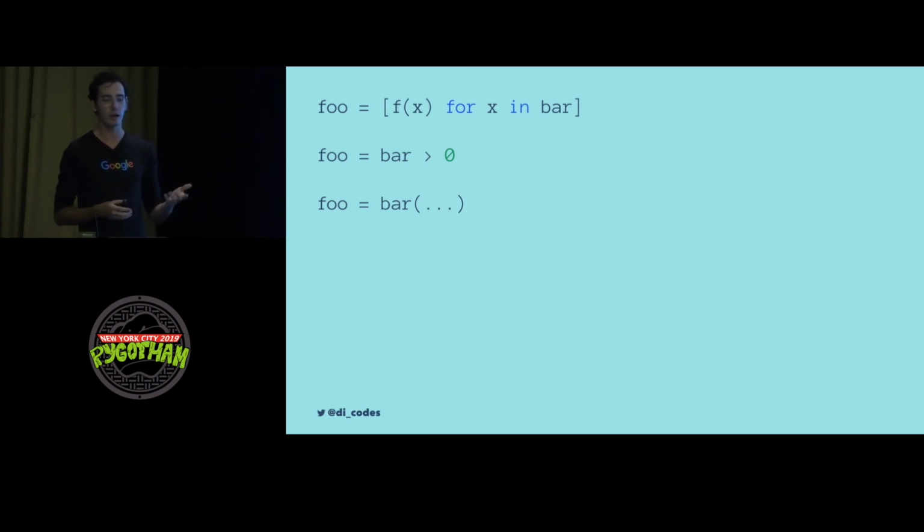The second line, we're comparing bar to 0. So bar is probably a number, maybe an integer or float. It's unclear, but we have a pretty good idea what it is. And the last one, again, that could be a function. It could be a class that's poorly named, it doesn't start with a capital letter, but we don't know, right? It could be really anything at this point.